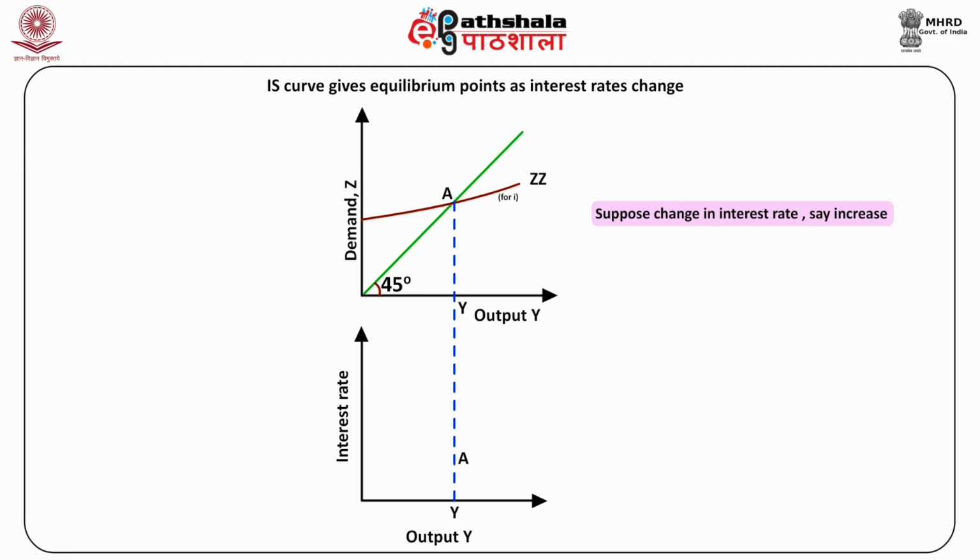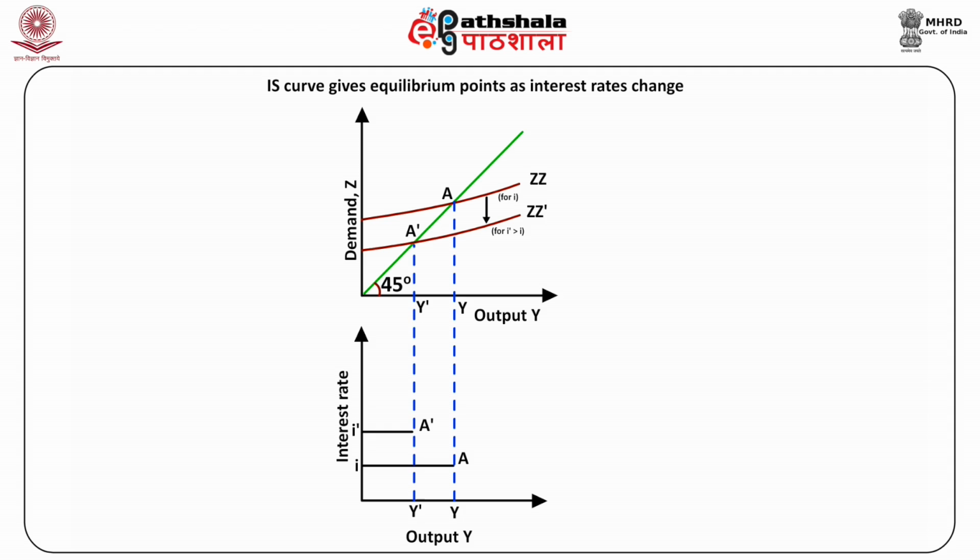Now suppose there is a change in the interest rate, say an increase. This lowers the investment demand as it makes borrowing more expensive. This in turn lowers the total demand, causing the ZZ curve to shift down to ZZ dash. Our new equilibrium will now be point A dash. We again map this point in the lower panel. We proceed similarly by varying the interest rates and mapping the corresponding equilibrium points, thus tracing out our IS curve.